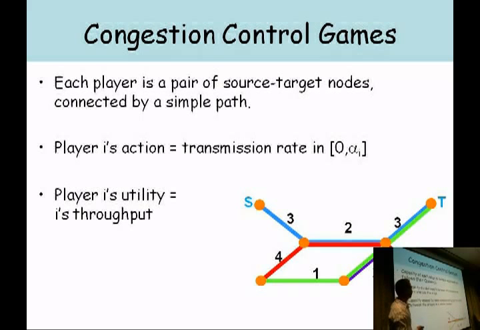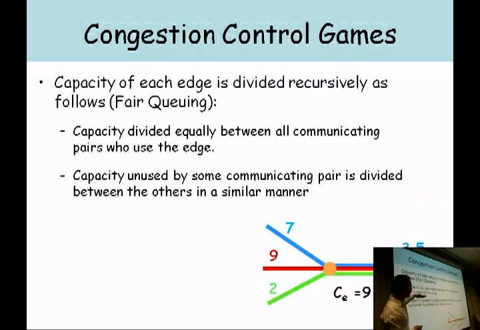So here's how the throughput is calculated. For every edge, the capacity of the edge is divided between the different flows whose paths traverse this edge as follows. It's divided equally between all pairs who use the edge. But if someone isn't using all of its capacity share, then the unused capacity is also divided in this way. So in this simple example, we have an edge with capacity 9. We have 3 flows whose routes traverse the edge, blue, red, and green. First, each of them is going to get 3. But the green one is going to leave us with unused capacity, because it only wants 2. So the 1 unit of remaining capacity is going to be equally shared between the other 2. So we're going to end up with 3.5, 3.5, and 2.